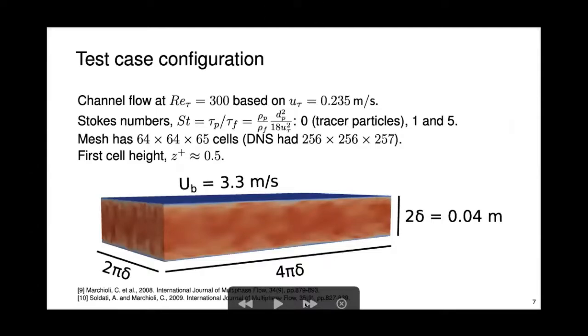So first we validated on our test case, which has the same setup as these two Marchioli papers. So we've modeled channel flow at Reynolds number 300 based on the shear velocity. We test Stokes numbers 0, 1, and 5, where the Stokes number is just a way to characterize particle inertia. So Stokes number 5, the particle is quite heavy and not perturbed by fluid fluctuations. So our mesh had 64 cells in each direction roughly, which is 4 times coarser than the DNS data. And this gave us a Z plus of 0.5, so we resolved down to the viscous sublayer. And this was all implemented in OpenFOAM 6.